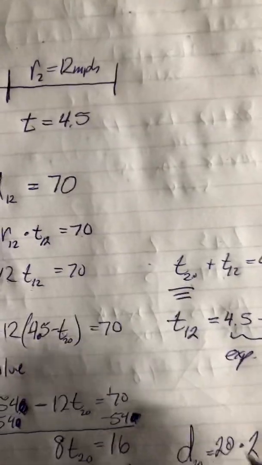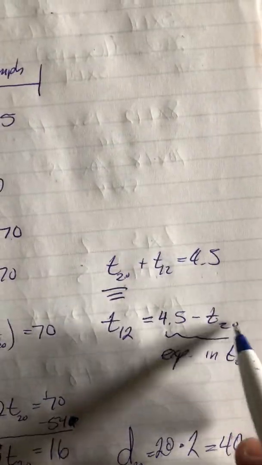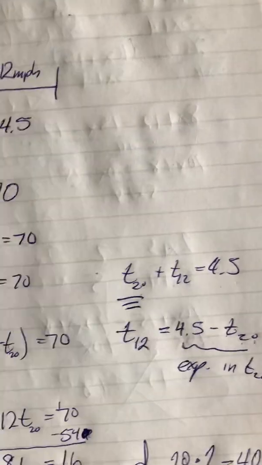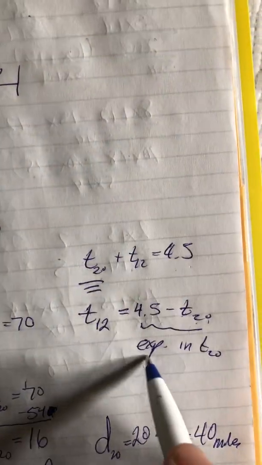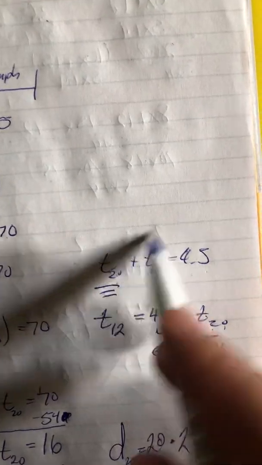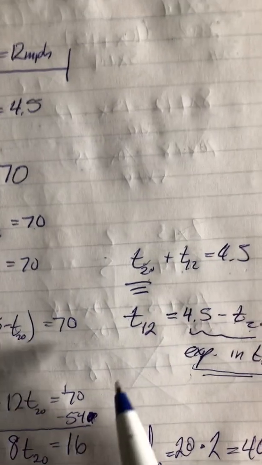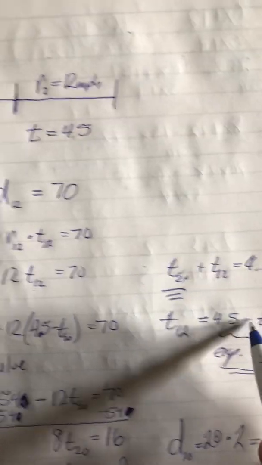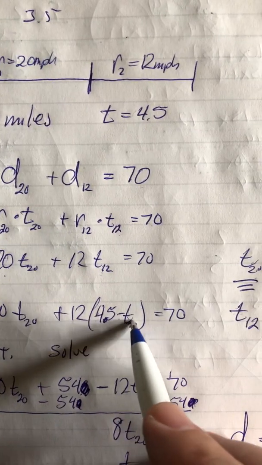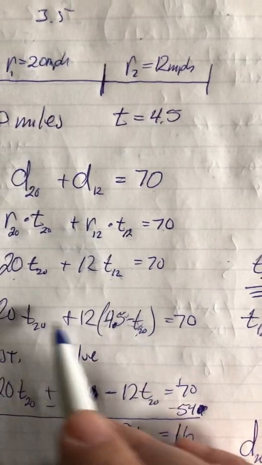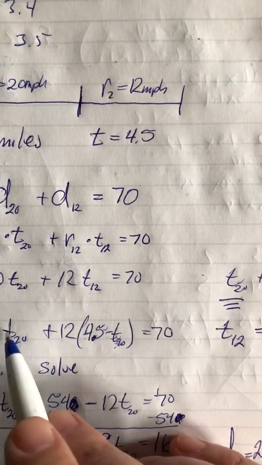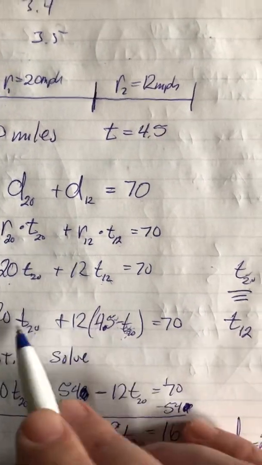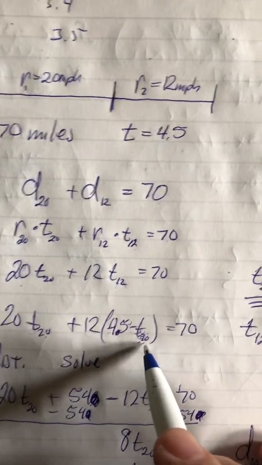Now, we want T20. That's the thing we want, so the equation should be an expression in T20. So I move the T20 to the other side, and I get T12 is equal to 4.5 minus T20, and the 4.5 minus T20 pops in here. Now my expression on this side is in terms of the time for the 20 mile per hour ride.